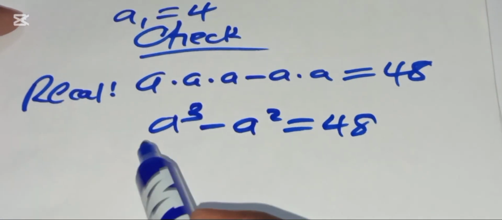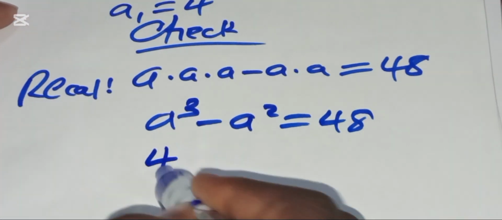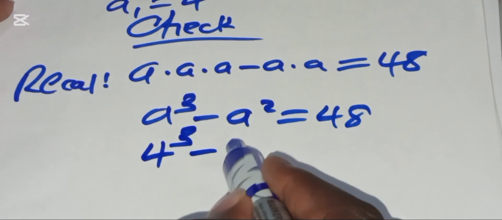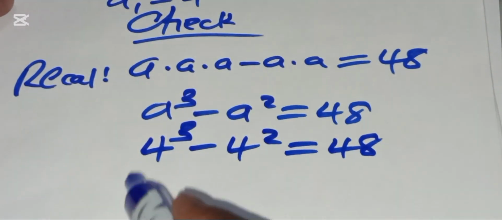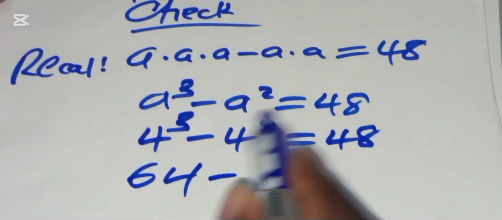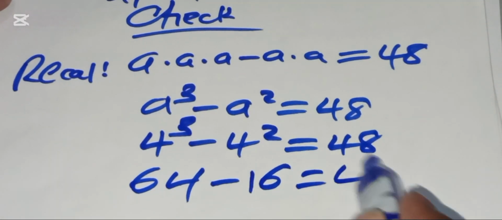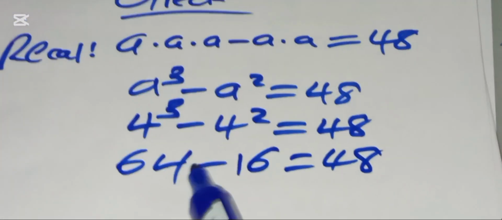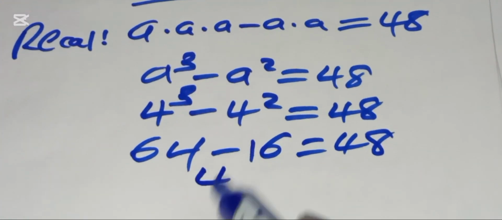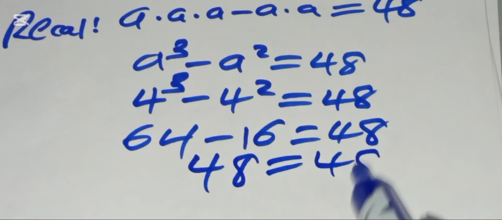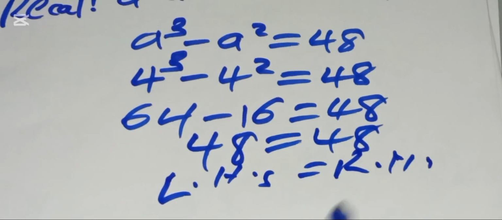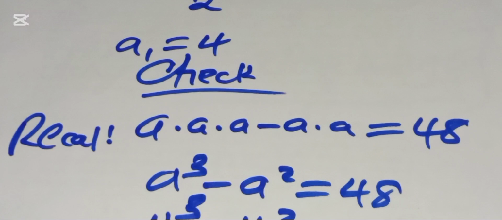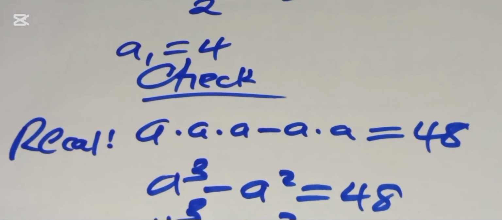Substituting the value of a, which is 4, this is 4 cubed minus 4 squared, which should give us a value of 48. Now, 4 cubed is equal to 64, subtract 4 squared, which is 16. 64 minus 16 is equal to 48, which is equal to 48. So the left-hand side is equal to the right-hand side, and that affirms that the value a1, which is 4, a real solution, satisfies the equation.